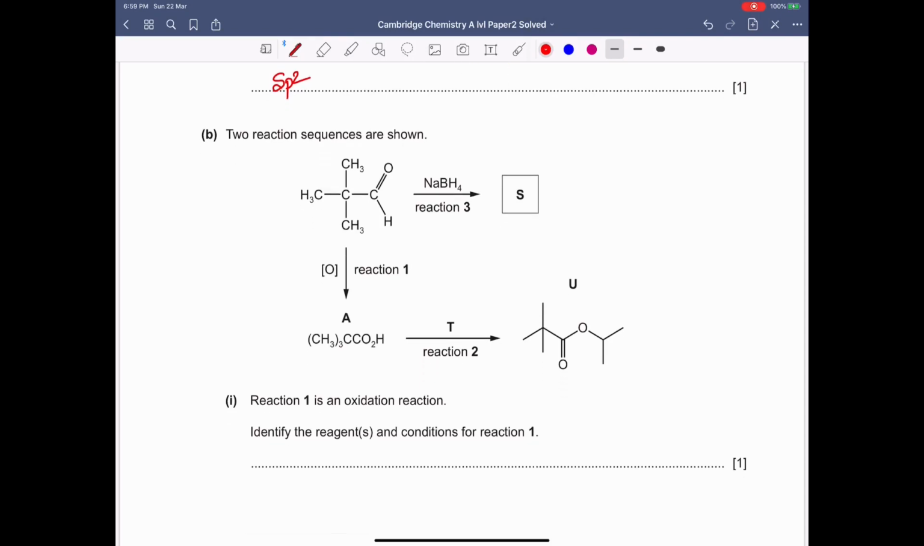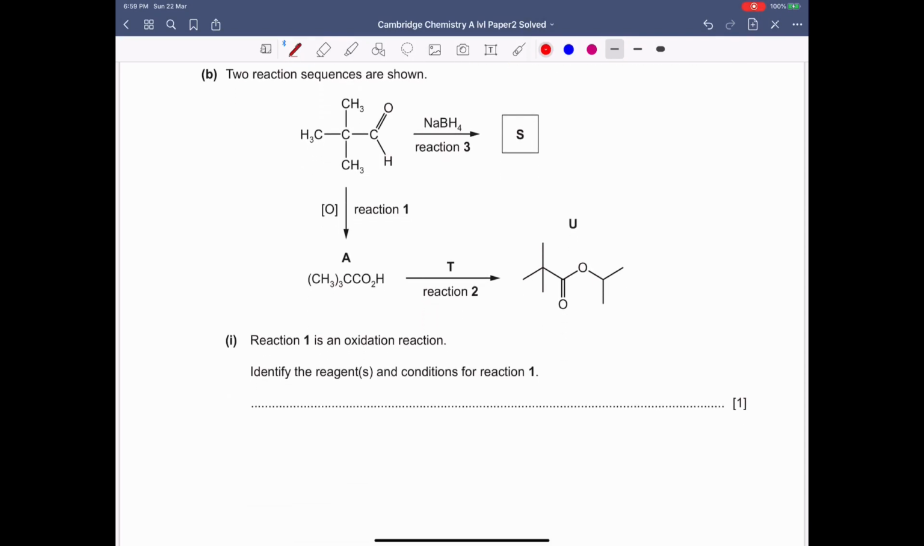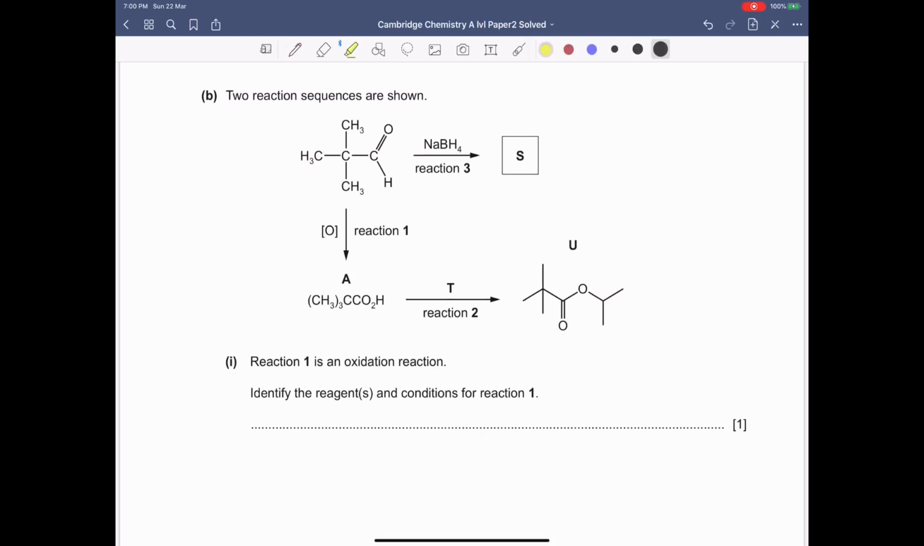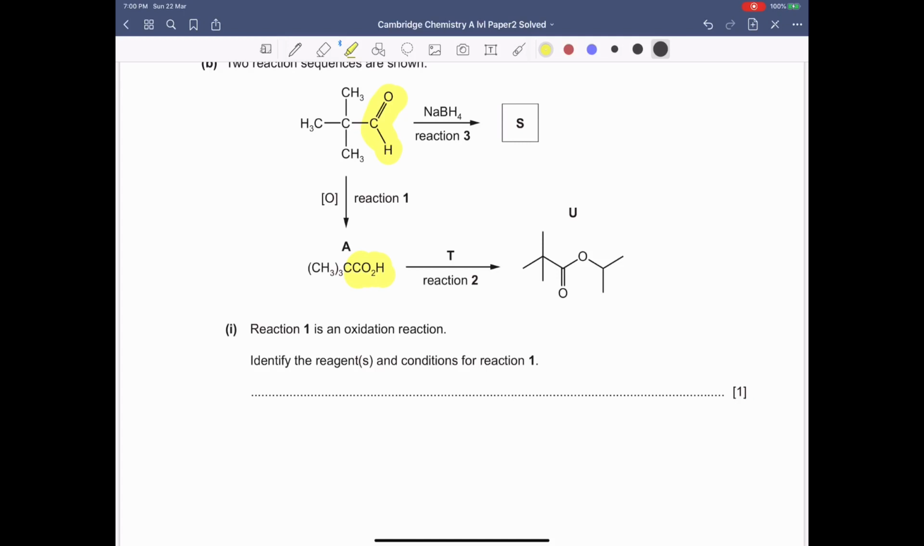2 reaction sequences are shown. Reaction 1 is an oxidation reaction. Identify the reagents and conditions for reaction 1. Here we need to notice that we are turning an aldehyde into a carboxylic acid. When turning an aldehyde into a carboxylic acid, we need reflux and we need acidified potassium dichromate.